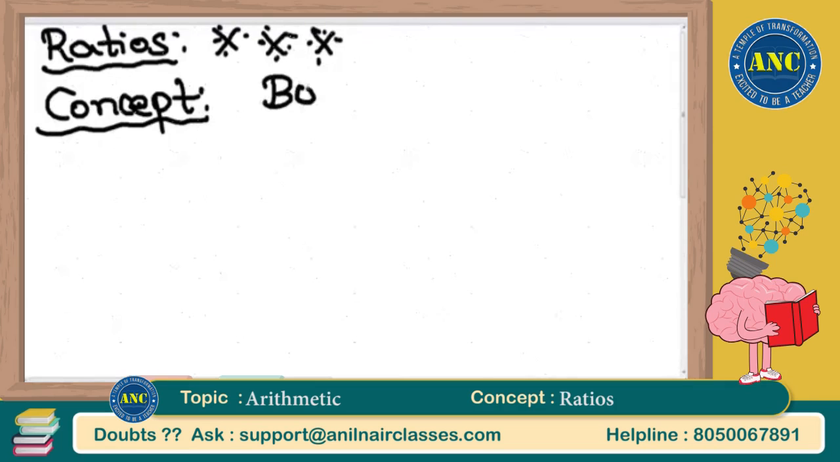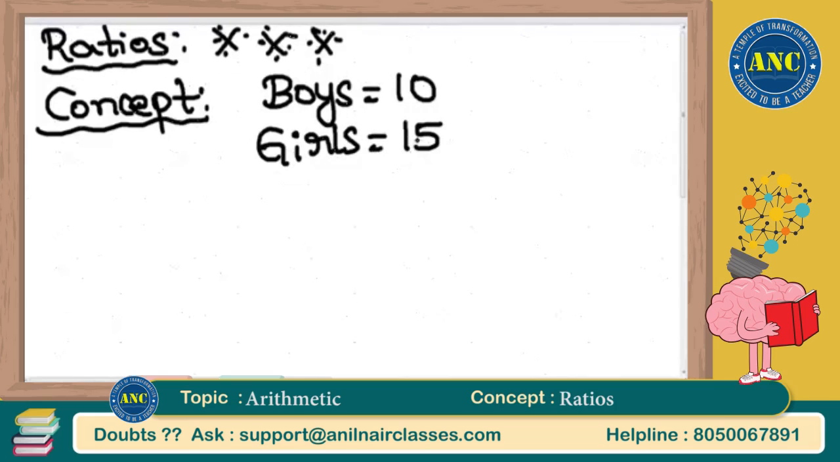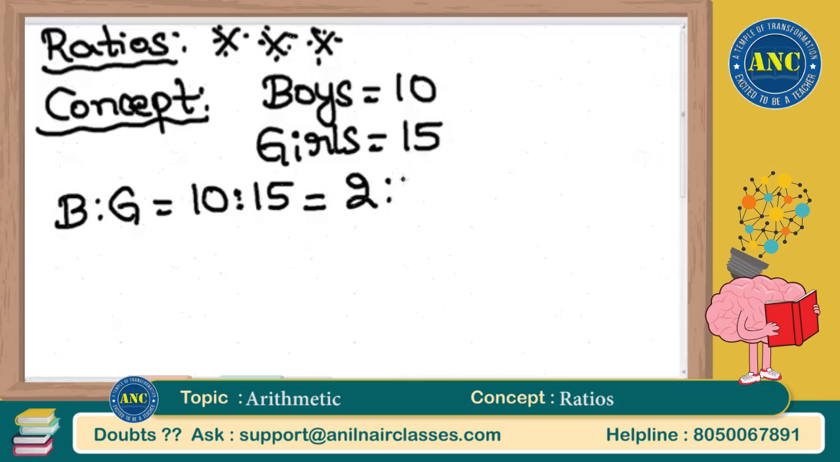Suppose, for example, assume that there are 10 boys in the class, right? There are 10 boys and there are 15 girls in the class. What is the ratio of boys to girls? The ratio of boys to girls is 10 is to 15. 10 is to 15 is nothing but 2 is to 3.